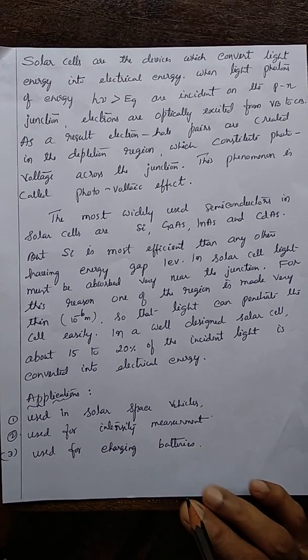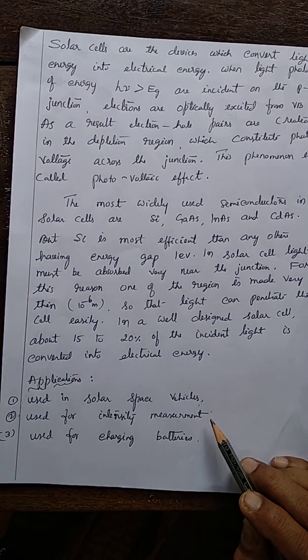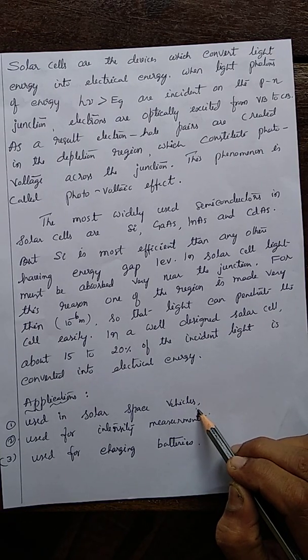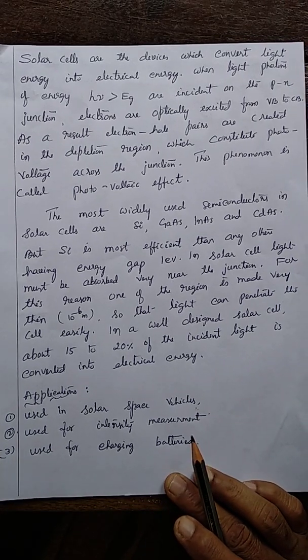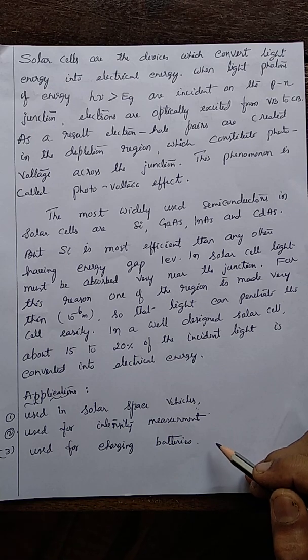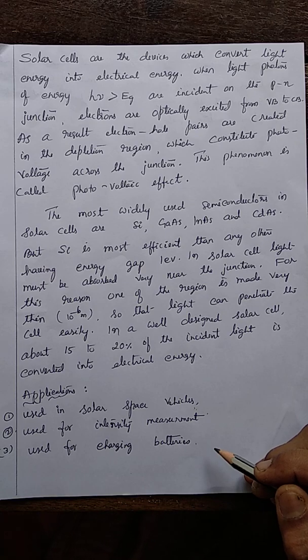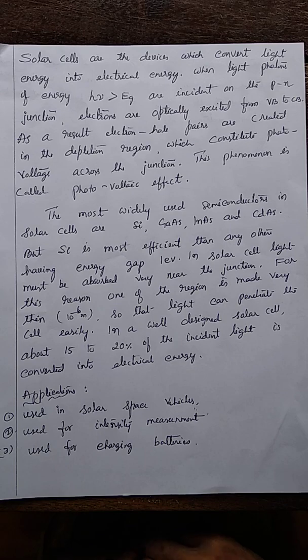These solar cells are used in space vehicles, solar panels, which convert solar energy, that is light energy, into electrical energy, which is used for the working of that space vehicle. The photocells are also used in intensity measurement, in comparison of intensity of the different sources of light. These are also used for charging the batteries. And this is about the solar cells. With this, we have come to the end of this unit, band theory of solids.